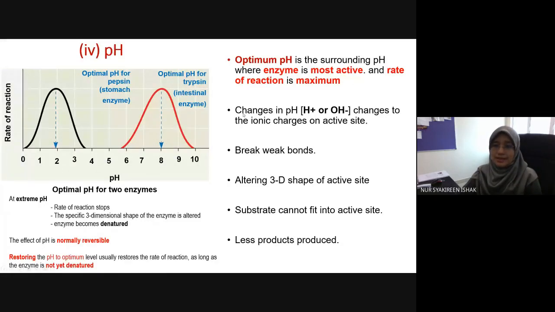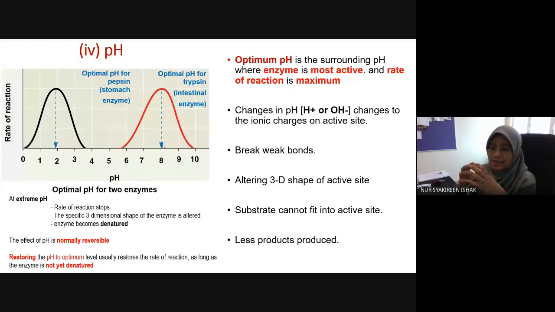It says here that changes in pH are due to the presence of hydrogen ions and hydroxide ions. If the pH is acidic, you have a higher concentration of hydrogen ions. If the pH is basic, you have a higher concentration of hydroxide ions. The presence of these ions at different pH will change the ionic charges on the active site.